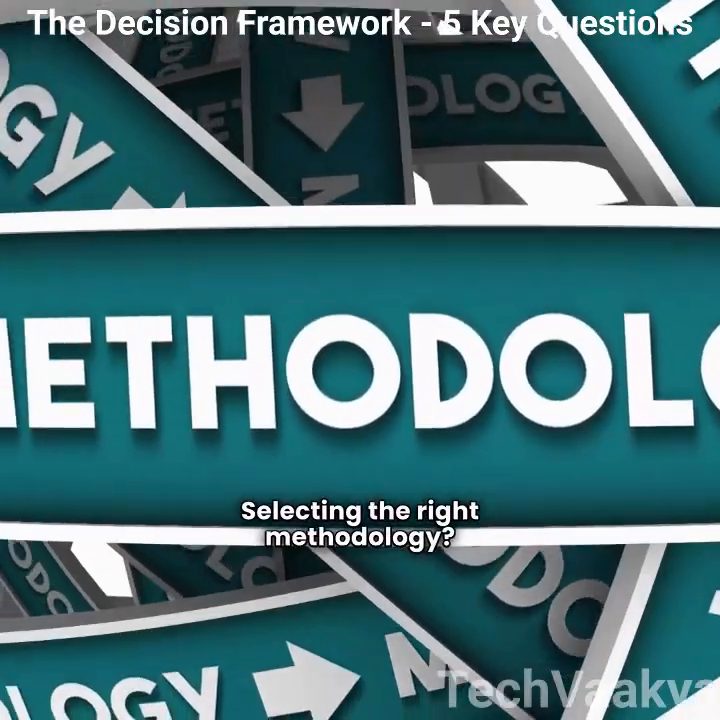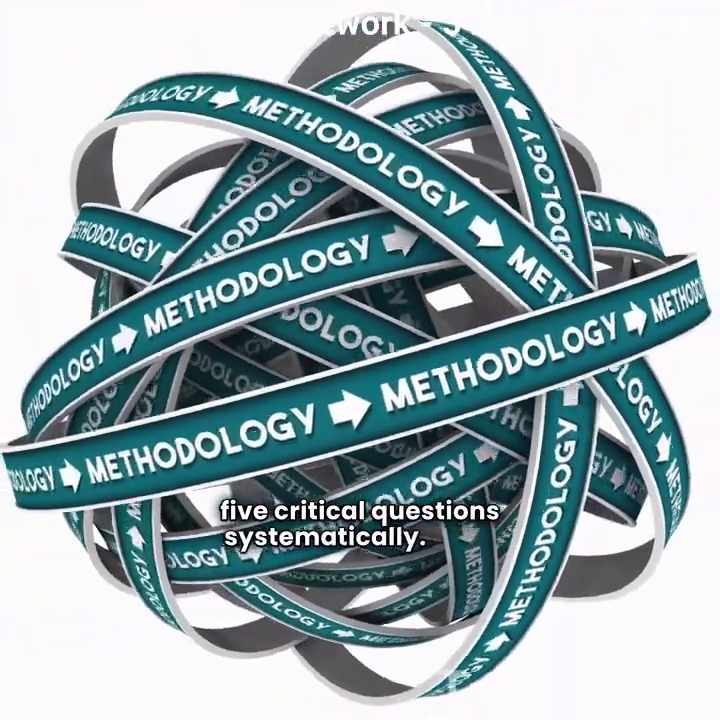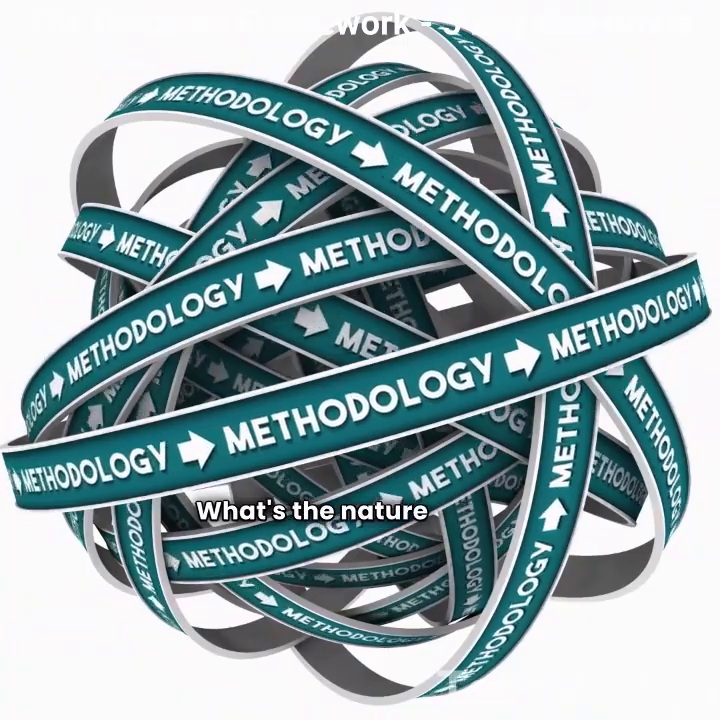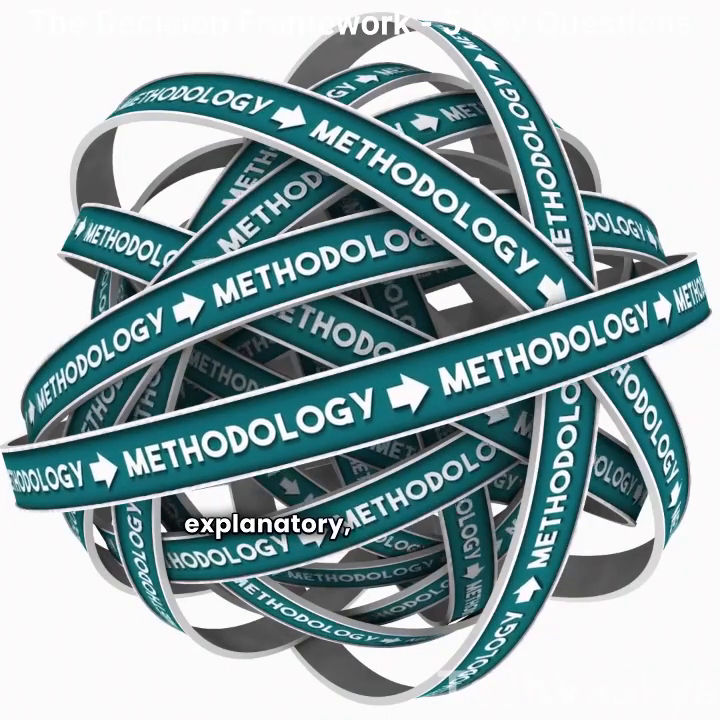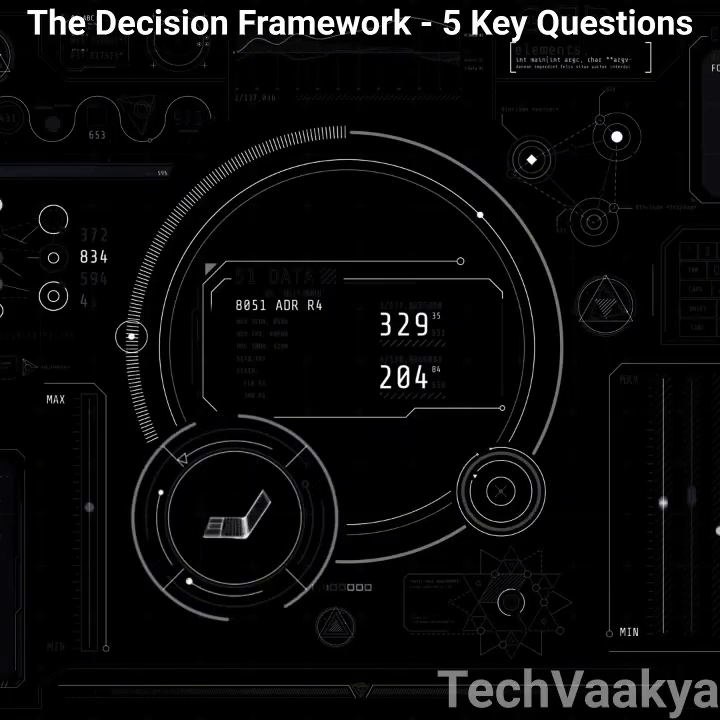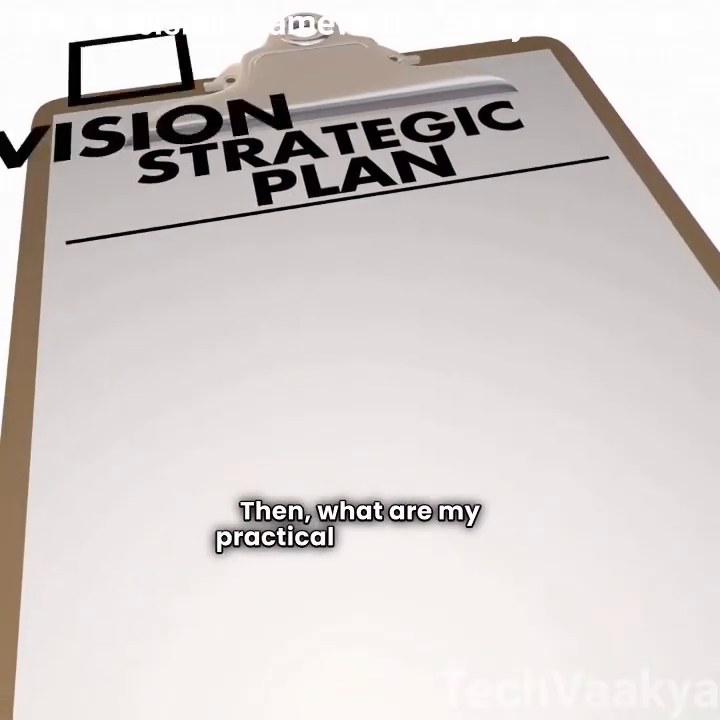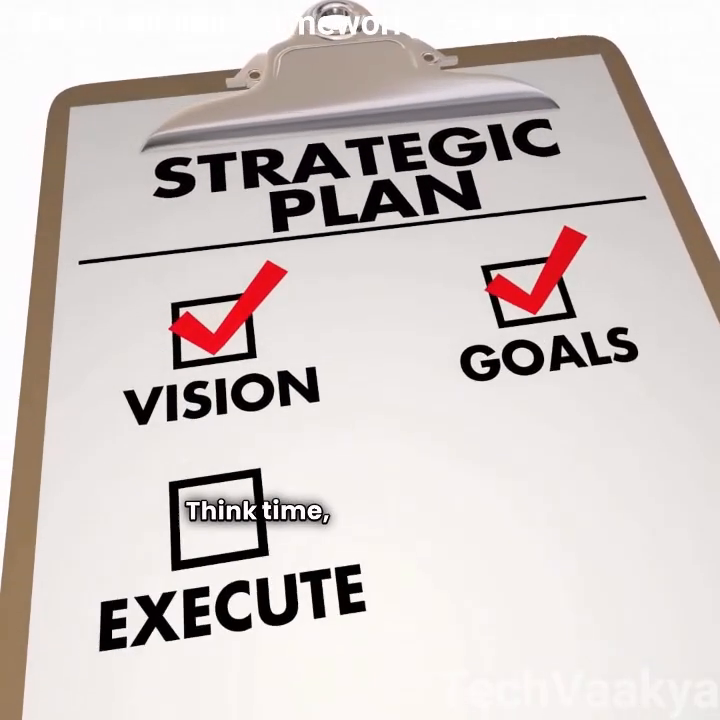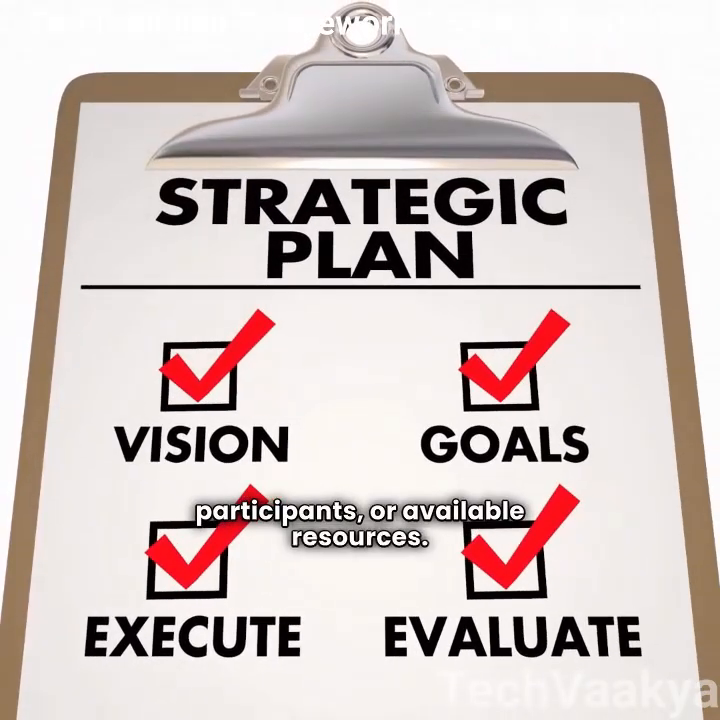Selecting the right methodology comes down to answering five critical questions systematically. First, what's the nature of your research question? Is it exploratory, descriptive, explanatory, or predictive? Next, what type of data do I need? Quantitative, qualitative, or a mix of both? Then, what are my practical constraints? Think time, budget, access to participants, or available resources.